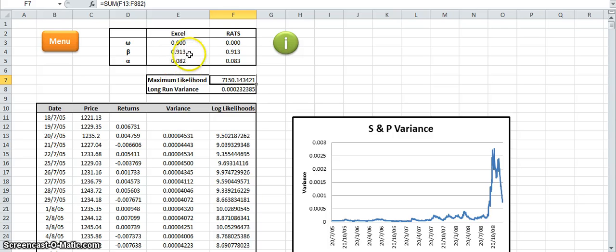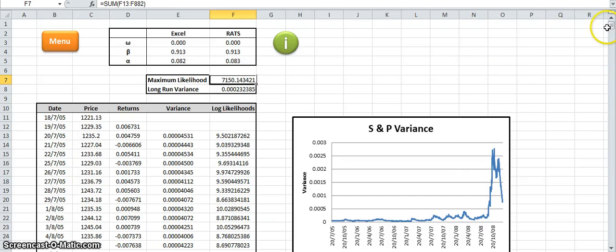What can be noted here, really the important thing, is the value when alpha and beta are added together. In this case the alpha and beta sum to less than 1. If they were to sum above 1, it means that a shock would be permanent. But since they sum to less than 1, a shock would decay over time, but it would be close to 1, so it's quite a persistent shock.